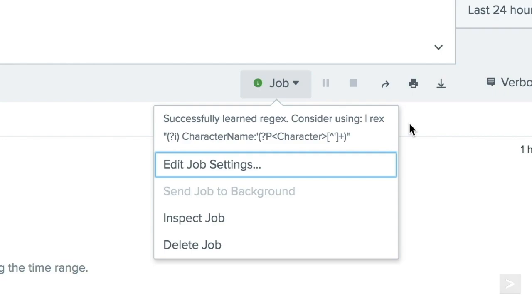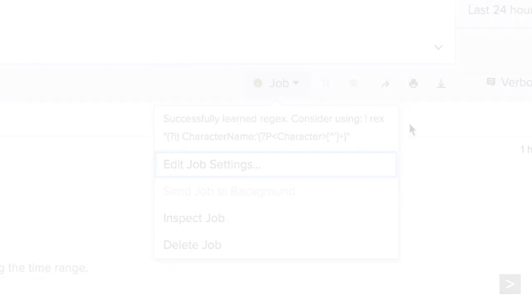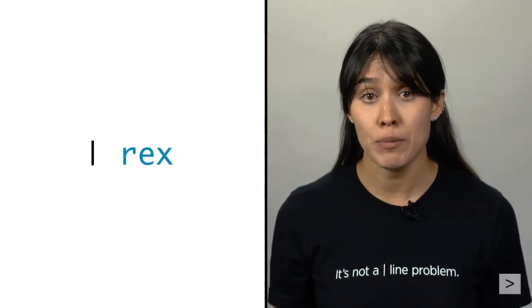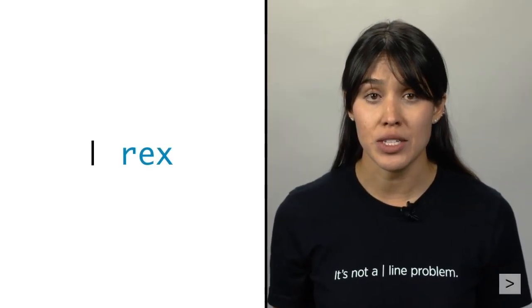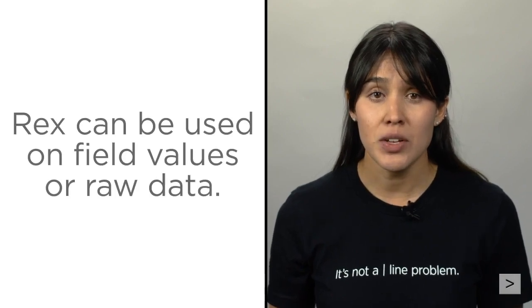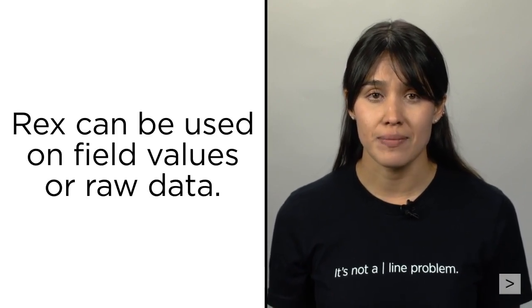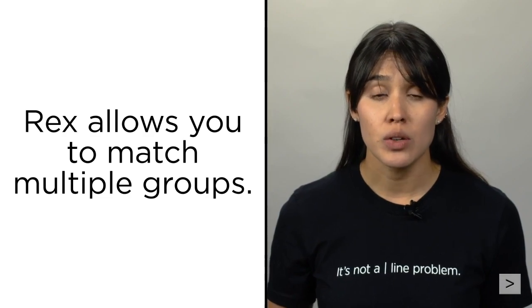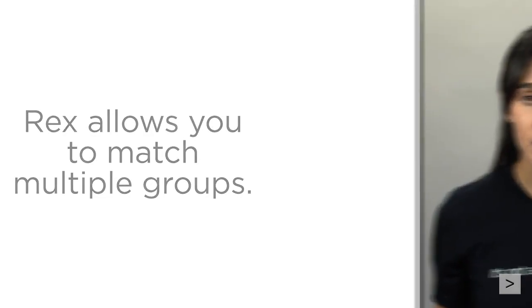Information in the Job menu suggests using the rex command with the generated regex. The rex command allows you to use regular expression named capture groups to extract values at search time. It can be used on field values or raw data. The rex command allows you to match multiple groups, resulting in multiple fields.